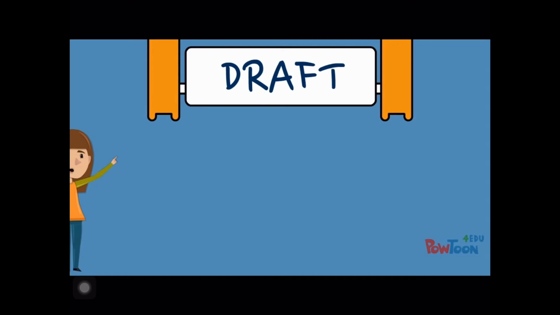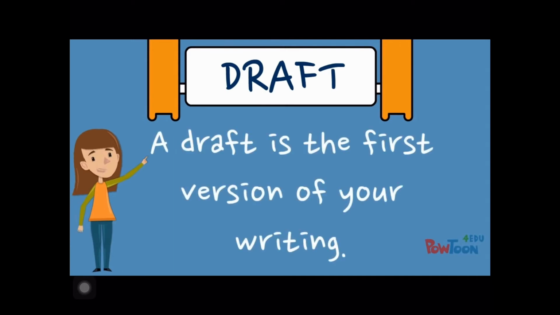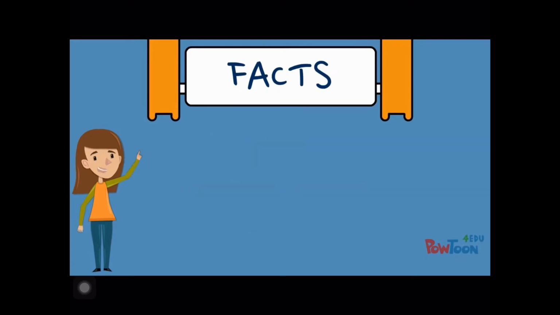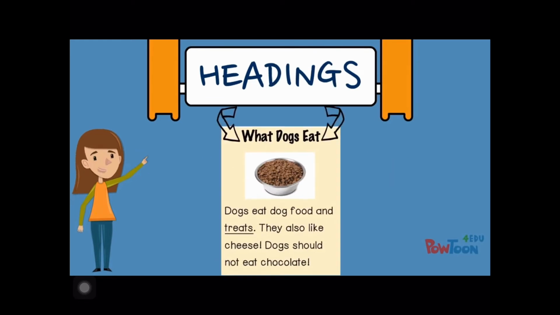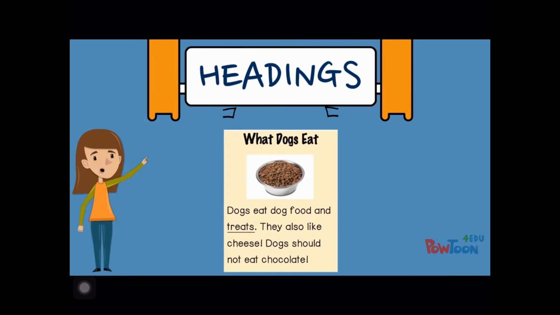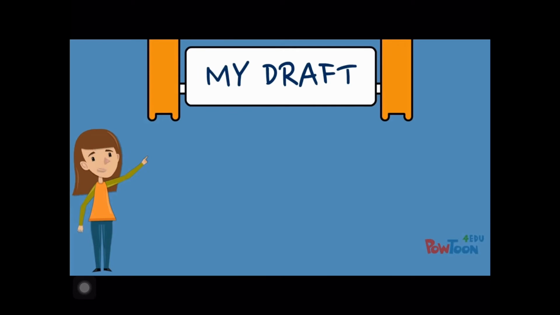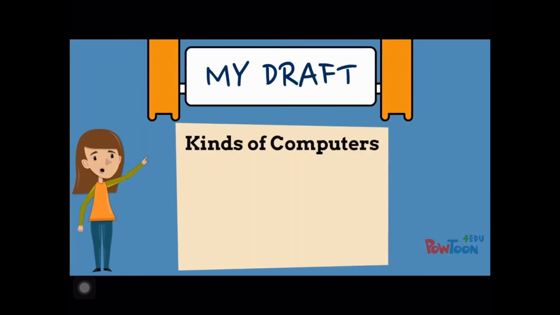A draft is the first version of your writing. You can always go back later and make it even better. Informational writing should have facts. Facts are always true. Authors use headings to organize facts into sections. The heading tells what the section is all about. My first section is called Kinds of Computers.